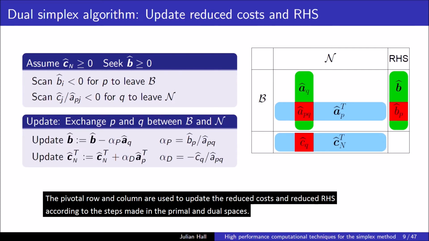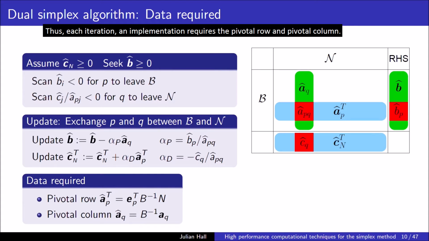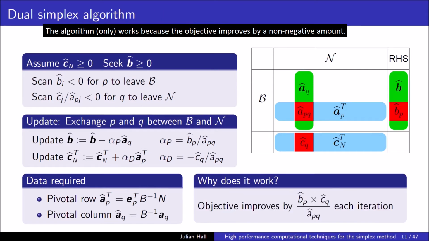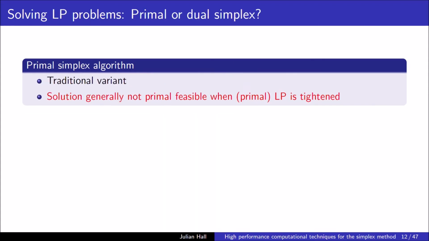The pivotal row and column are used to update the reduced costs and reduced right-hand side according to the steps made in the primal and dual spaces. Thus, each iteration of an implementation requires the pivotal row and the pivotal column. The algorithm only works because the objective improves by a non-negative amount.